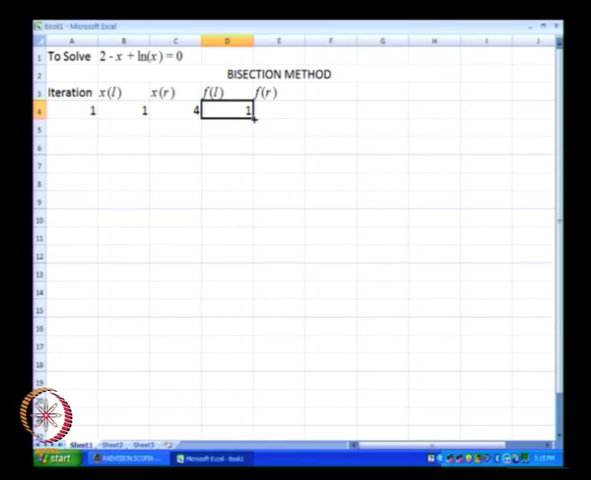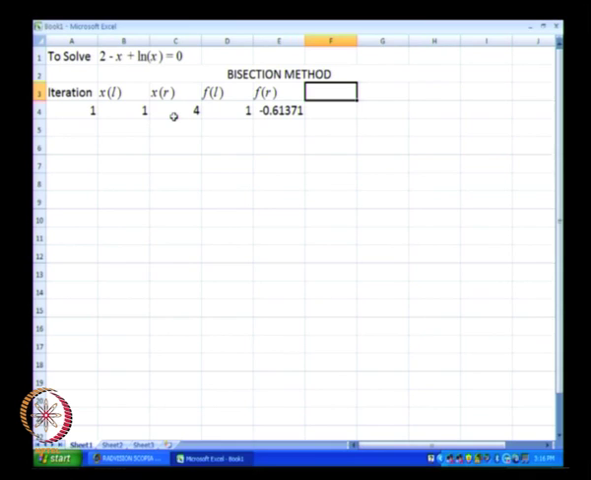Then we can just take our cursor to the bottom of this cell and drag this cell to the right, and we will be able to compute our f of r. And if we click on the function key F2, we will be able to see the equation for f of r. So, f of r now is equal to 2 minus C4. C4 is essentially x of r, plus ln of x of r. So, that is essentially our f of r. So, f of r also has now been computed.